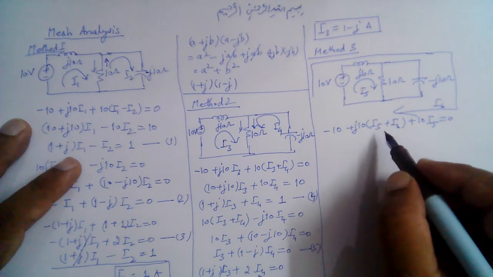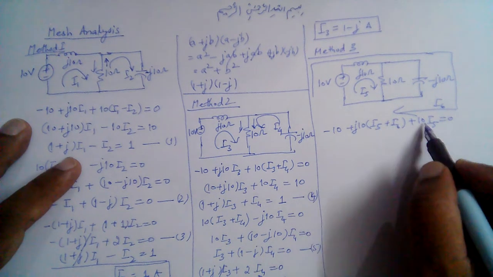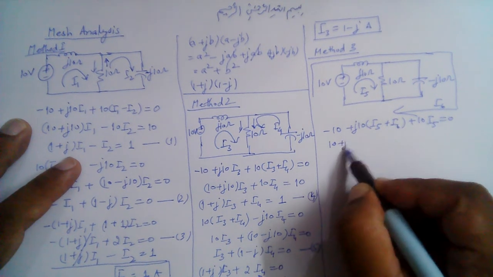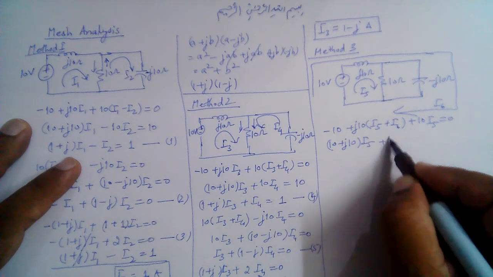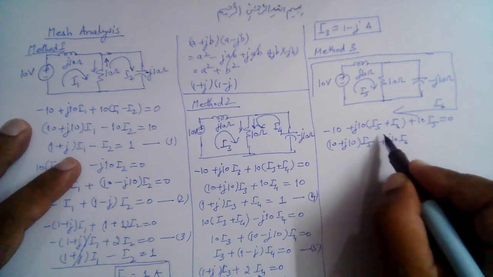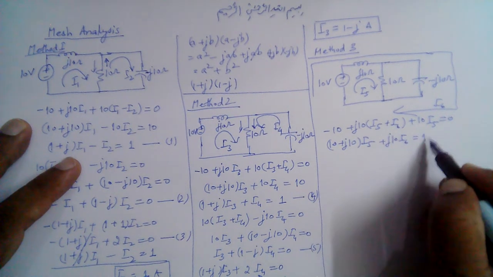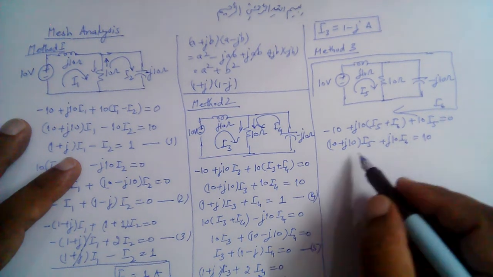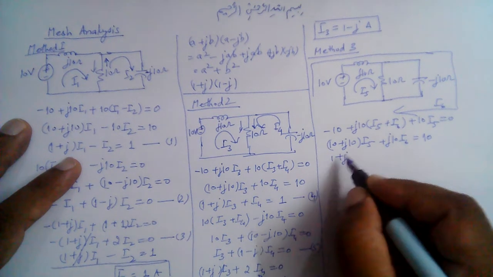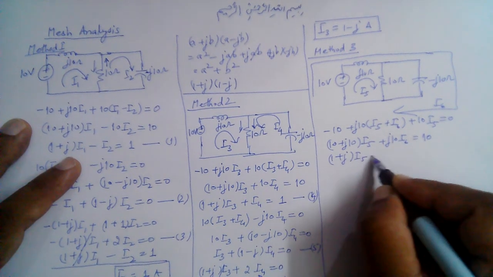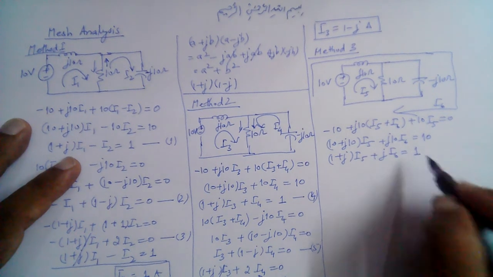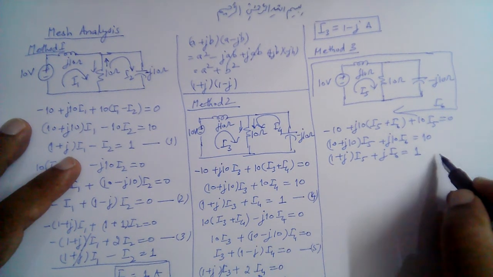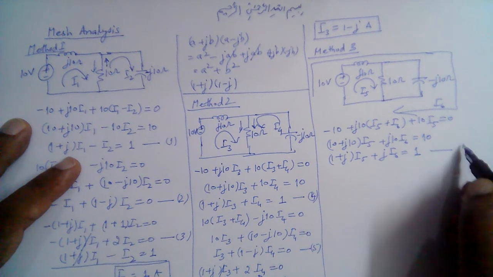So 10 plus J10 I5 plus J10 I6 is equal to 10. And dividing this whole equation by 10, this is 1 plus J I5 plus J I6 is equal to 1. So this is our equation number 6.